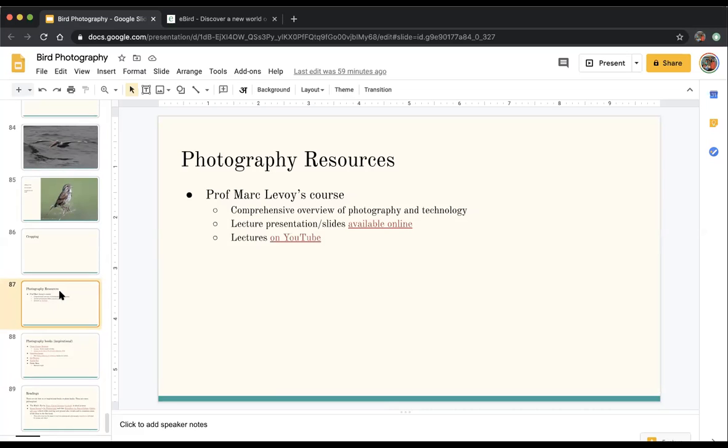He covers everything from technology to all sorts of stuff about taking pictures. I would say it's more on the technical side and not as much on the artistic side, but nonetheless it's a fascinating class.